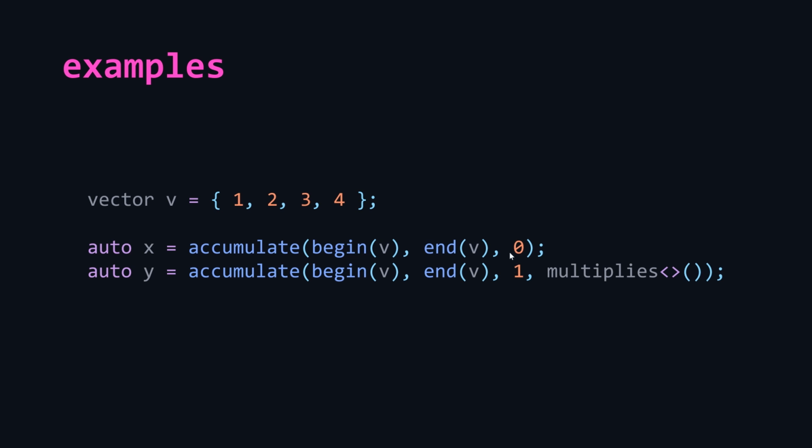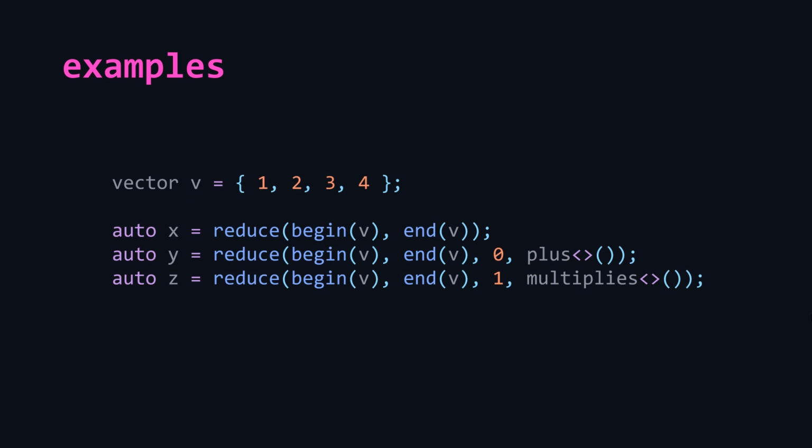And note that these act as the identity values of our operations here. So by default, we're summing up, and when summing, the identity value that we usually want is 0. But when we're multiplying, the identity value that we usually want is 1, because if we start with 0, we're just going to zero everything out, obviously. So that's something to keep in mind when using accumulate to calculate using different types of operations. And you can get this multiplies from the functional STL library.